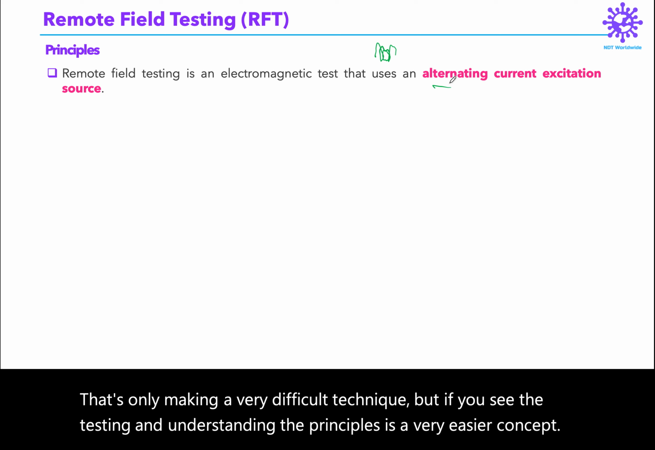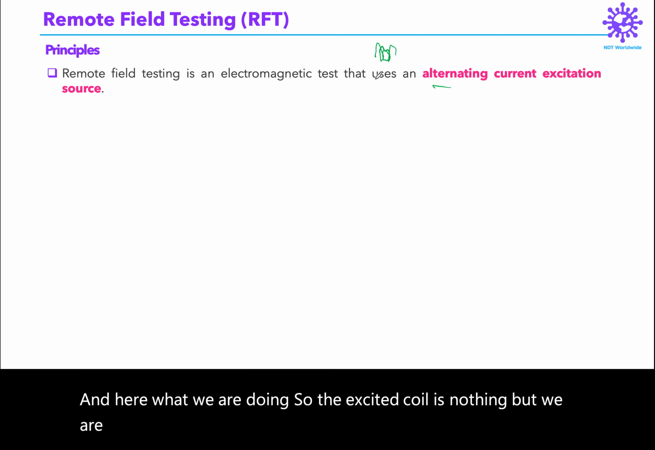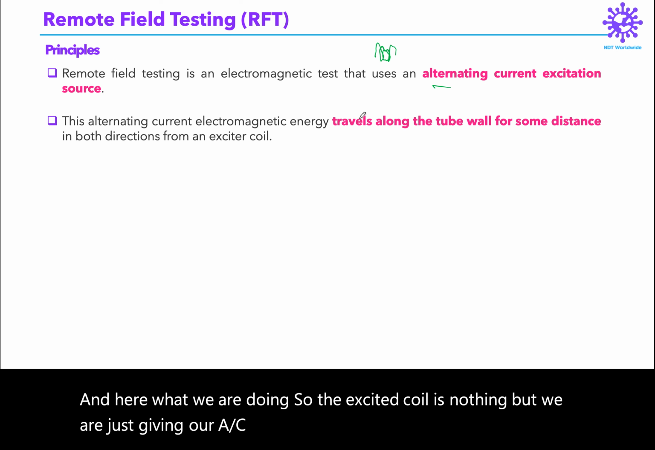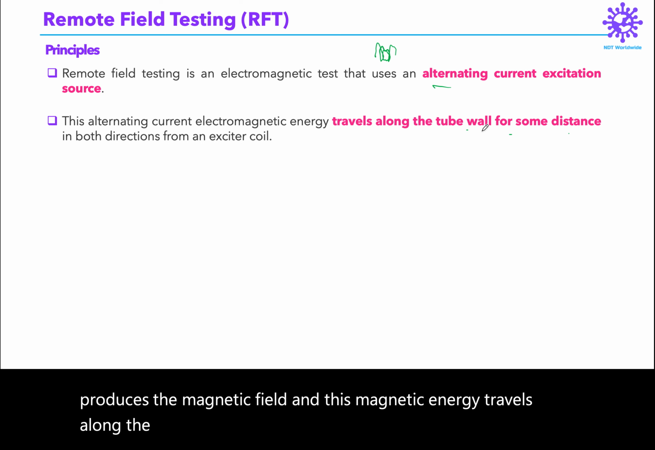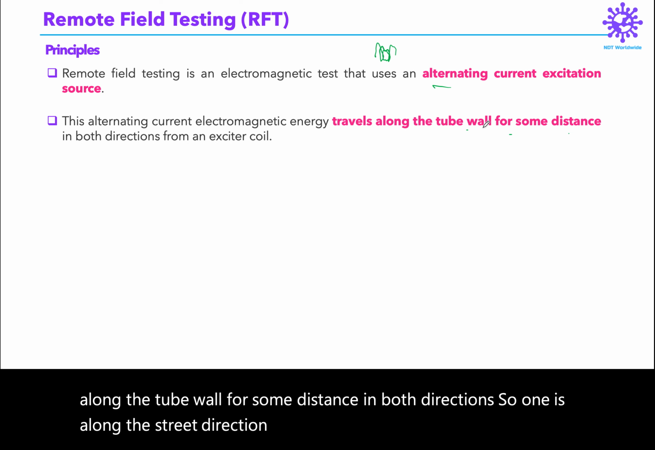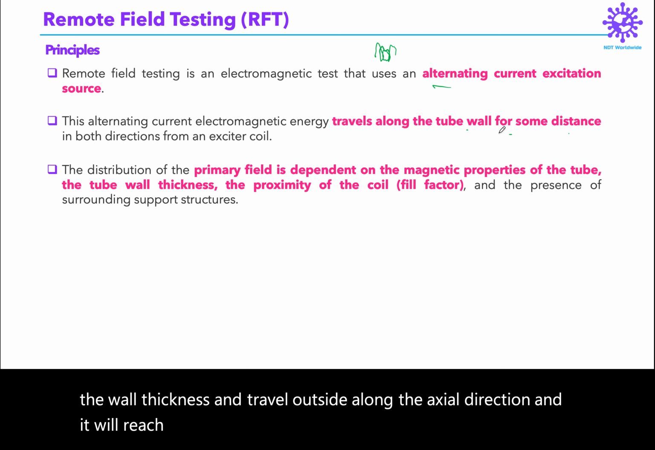And here what we are doing: the excited coil is given a varying AC current, which produces a magnetic field, and this magnetic energy travels along the tube wall for some distance in both directions. One is along the straight direction on the ID side, and the other exits through the wall thickness and travels outside along the axial direction, and it will reach the detector coil.